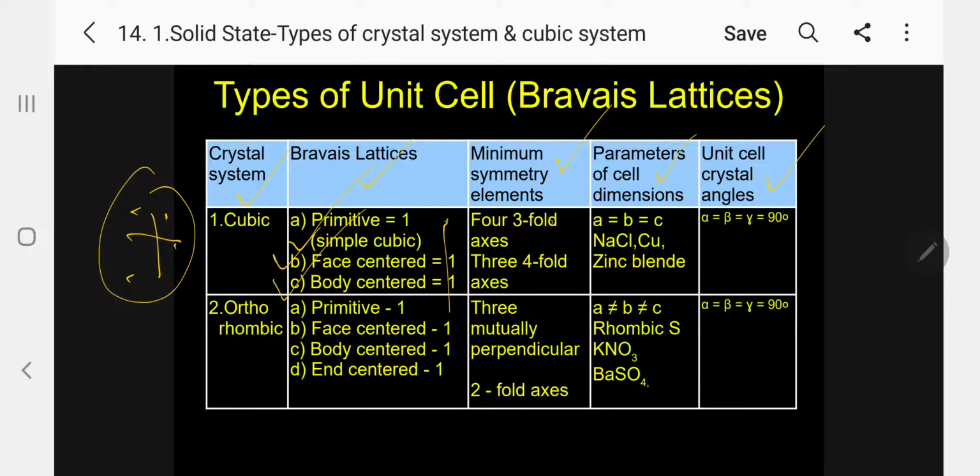In primitive, face-centered or body-centered, the axes are 4 three-fold axes and 3 four-fold axes. What is a fold axis? 3-fold, 4-fold, you must know. Actually, at your level, it is not necessary to understand. But anyhow, let me explain. As a teacher, I have to explain. Please follow. Take boron trichloride, for example.